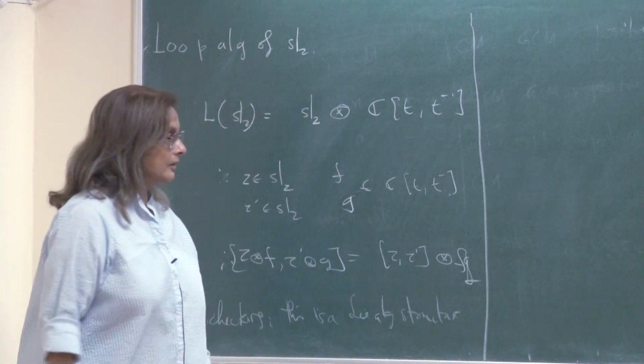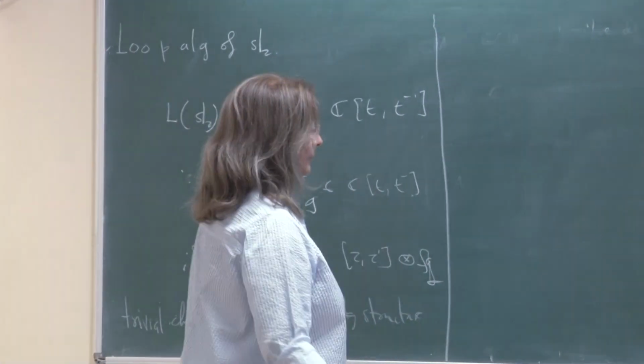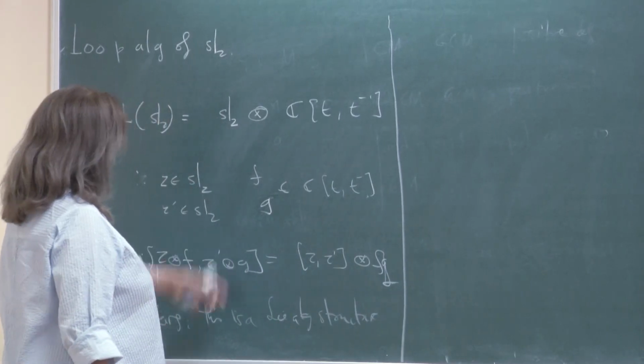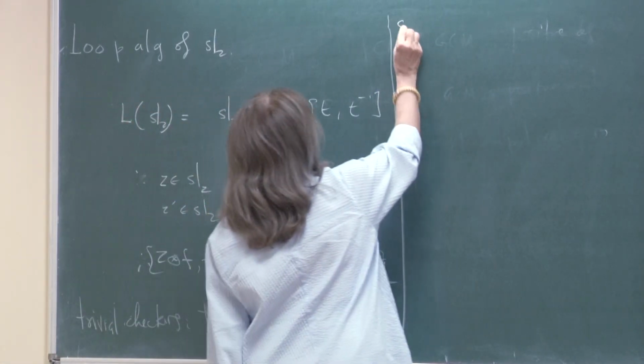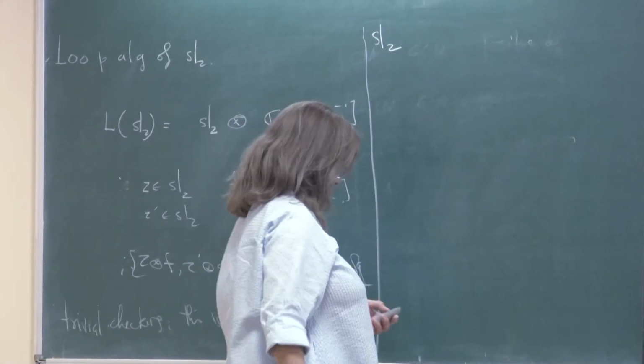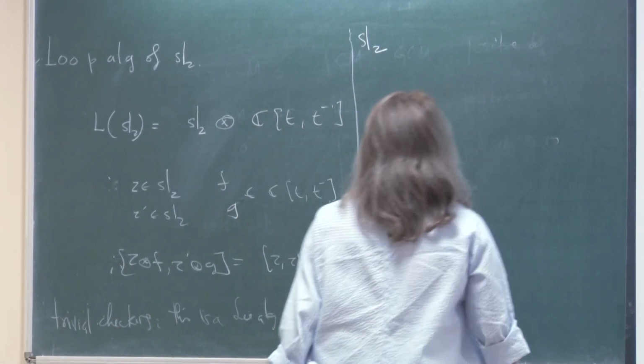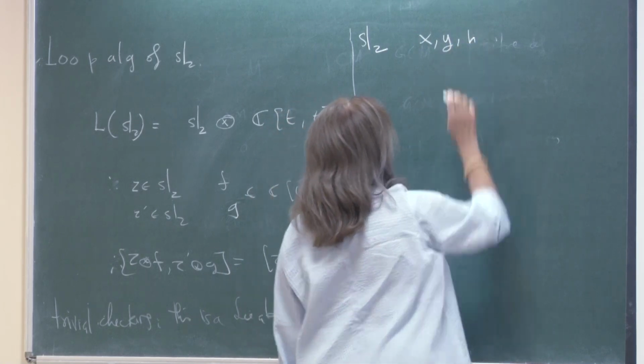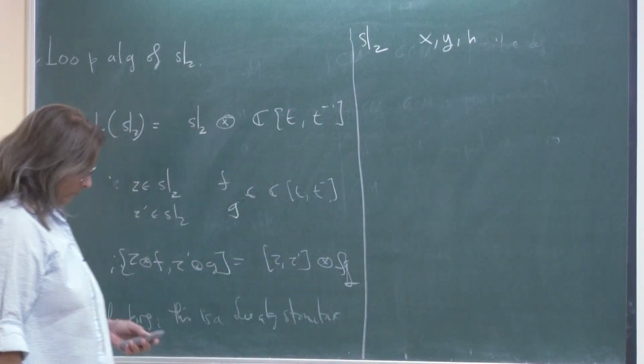Okay. So let us see what these are, if we can define these elements, h_i, x_i, and so on. So remember that you have SL2 as, let's see what I've written over here. So for SL2, you have your standard basis, which was x, y, and h. Okay.